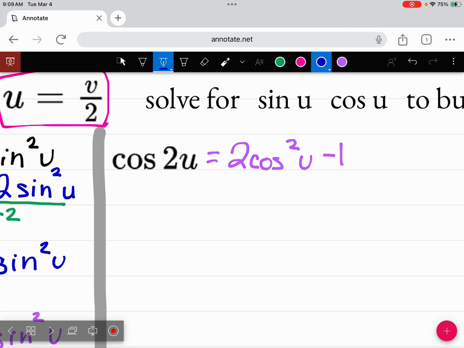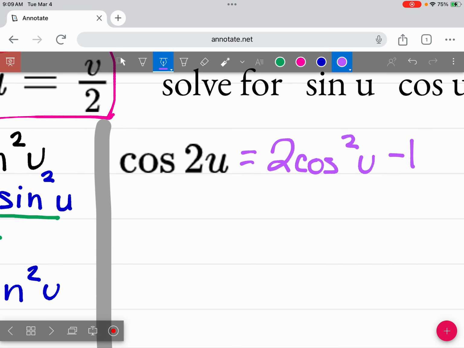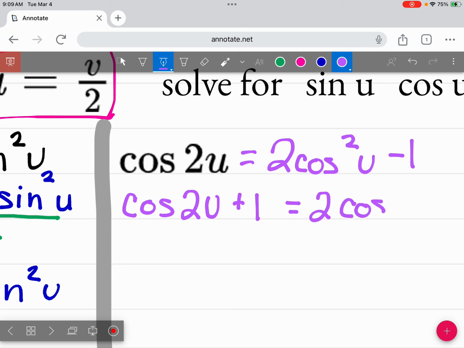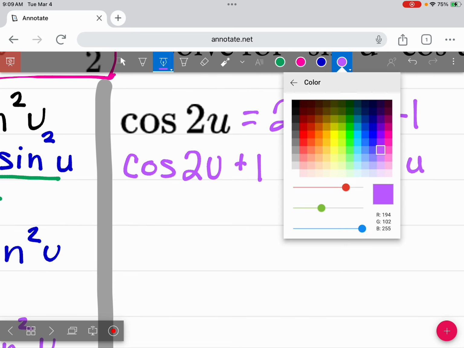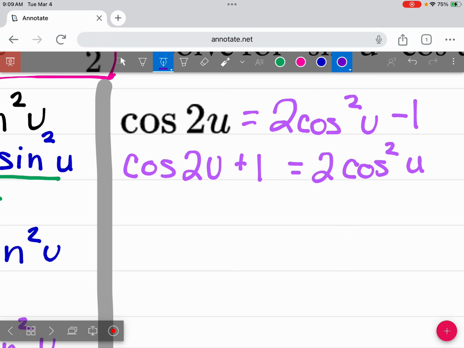We're going to subtract 1 from both sides to get cosine 2u plus 1, excuse me, is our 2 cosine squared u. Dividing both sides by 2, I'm going to switch colors just because it's going to start to blend in, but I also need to make sure we stay close together so we don't run out of space. Our cosine 2u plus 1 divided by 2 gives us our cosine squared.